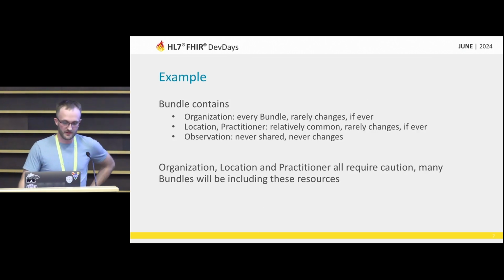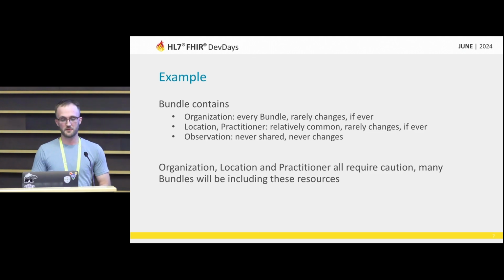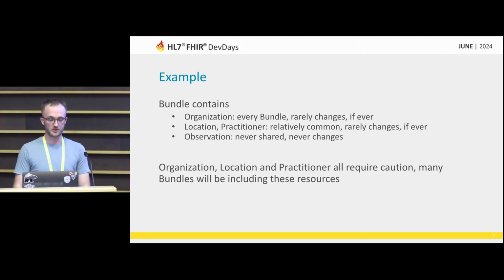So I've kind of encoded this in an example here. We have an organization that appears in every bundle. It rarely changes, if ever, and maybe this isn't even the source of truth that you should be using for your organization data. Then we have a location and practitioner. These are relatively commonly shared. They also rarely change. And then we also have a bunch of observations that are getting written, and they are never shared, they never change, they're completely unique. So in these cases, caution should be exercised before updating the organization, location, and practitioner, because you need to ask yourself, how many parallel updates are you doing on these resources?